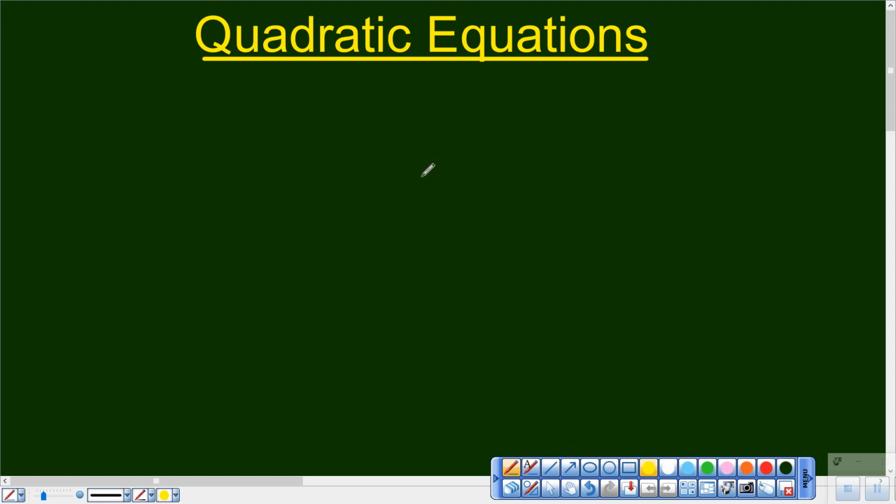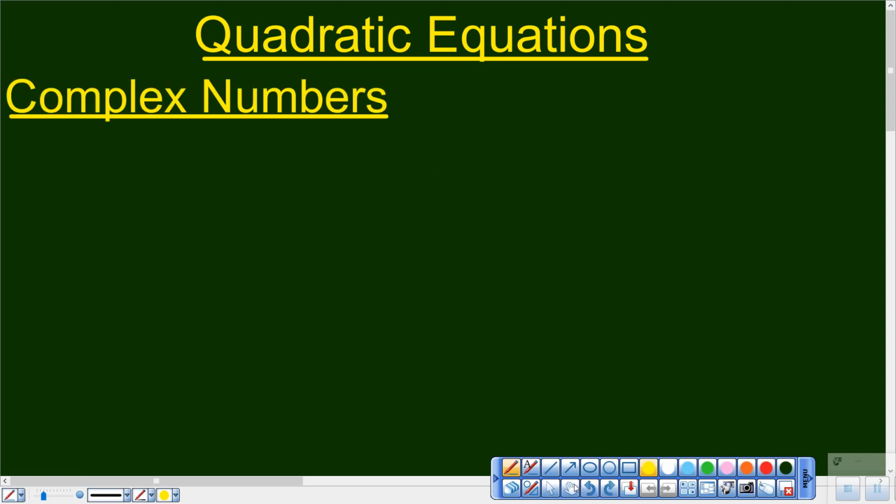Quadratic equations are basically a second degree polynomial equated to zero. To have a complete understanding of quadratic equations, we need basic knowledge of complex numbers. So if I ask you what is the solution for x square is equal to 1, you'll say, sir, x is equal to plus minus square root 1, which is plus minus 1, right?